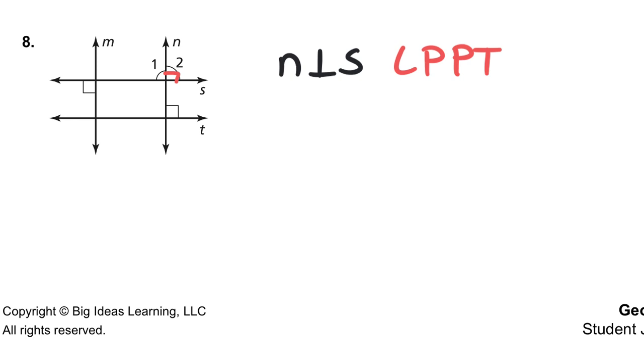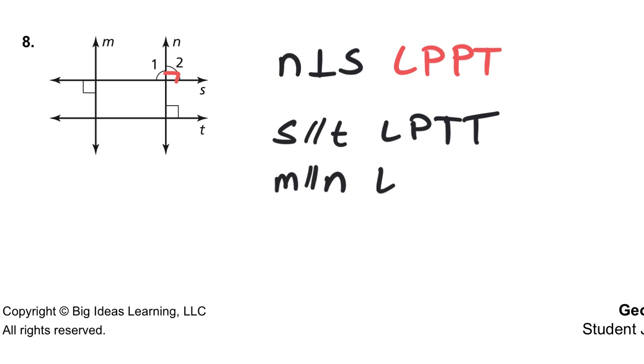Now, I needed that so I could then say, oh, wait, I have two perpendiculars on the same transversal. So now I can say S is parallel to T because of our lines perpendicular to a transversal theorem. And the same thing, I have M and N are both perpendicular here. So if these are both perpendicular, I can then say M is parallel to N because of that same theorem, our lines perpendicular to a transversal theorem.